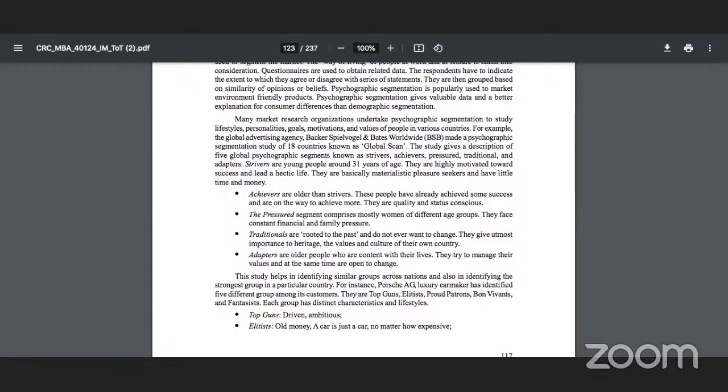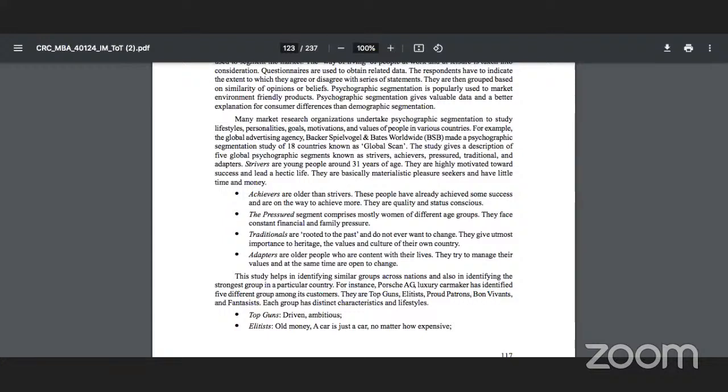They divided the segments based on the psychographics of the people, on the basis of the responses, as strivers, achievers, pressured, traditional, and adapters. Strivers are people who are still trying to reach a specific goal, whereas achievers are usually older than strivers and have already achieved some level of success. Pressured are mostly women of different age groups. They face constant financial and family pressure.